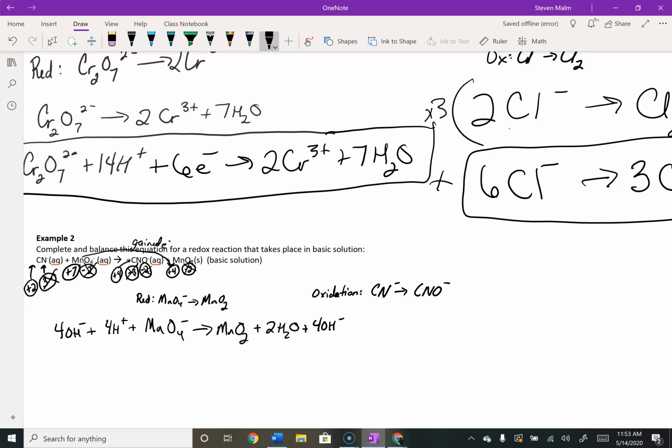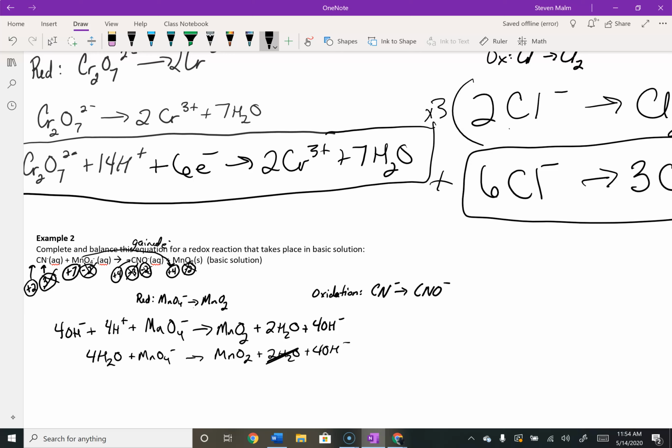Next thing is going to be to simplify. So we are going to go ahead and write in that water. So we're going to get the 4H2O on the left plus MnO4 minus is going to make MnO2 plus 2H2O plus 4OH minus. All right. Next thing we can do is simplify this even further by getting rid of the waters that are on both sides.